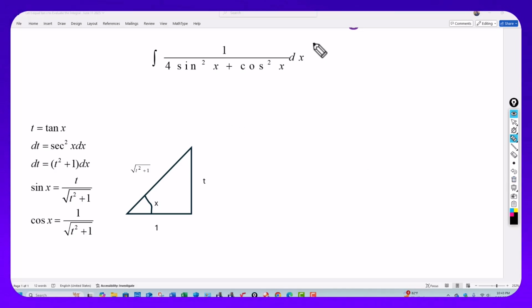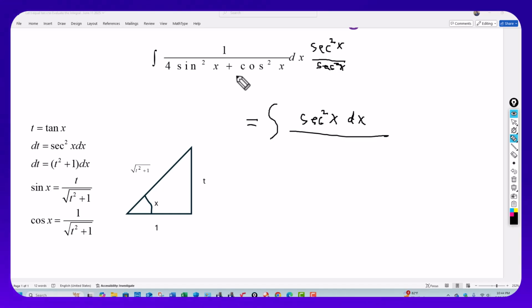I'm going to multiply the numerator. I think I did something similar to this in another video, maybe the last one. I'm multiplying the numerator and the denominator by secant squared of x. Secant squared over secant squared, so that's 1. All I'm doing is multiplying by 1, so it doesn't change it. And now, this is what I'm going to get. In the numerator, there's just 1 times secant squared of x, and then dx over secant squared times sine squared.